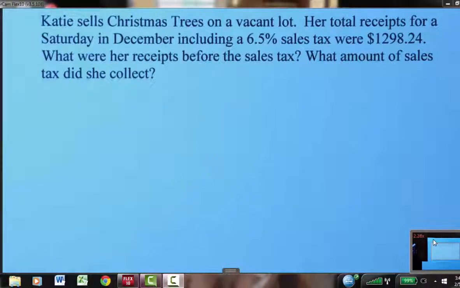This is a percent problem where Katie sells Christmas trees on a vacant lot. Her total receipts for a Saturday in December, including 6.5% sales tax, were $1,298.24. What were her receipts before the sales tax? And then what amount of sales tax did she collect?